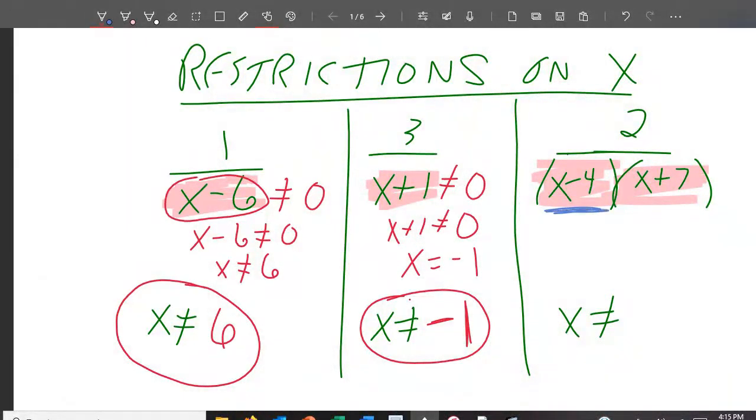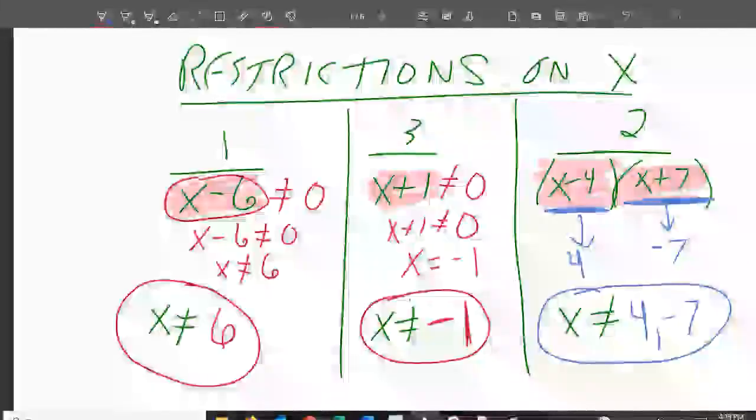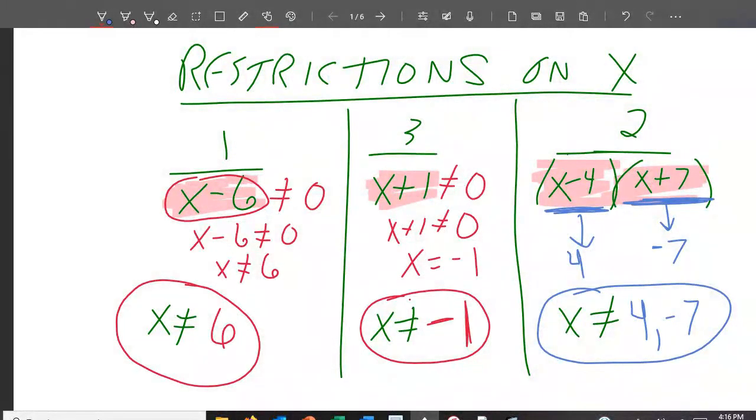Now over here, I'm going to have 2 restrictions because there's 2 binomials. Now, if you didn't notice on the first 2, the restriction is just whatever the opposite sign is of what's in that parentheses. So the restriction for this one would be +4, and the restriction for this one would be -7. So you have to specify that up front, what x cannot be. Now, if it's a monomial, it's always 0. If it's a binomial, it's going to be any other number besides 0.